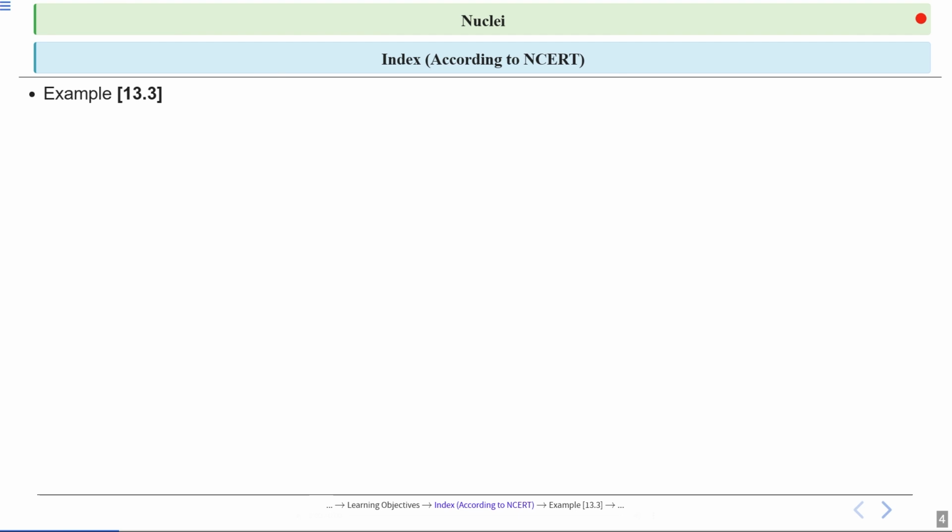Let's see the index of topics that we are going to cover today. We will start by looking at example 13.3 from the chapter on nuclei. This example will help us understand some of the fundamental ideas about atomic nuclei.